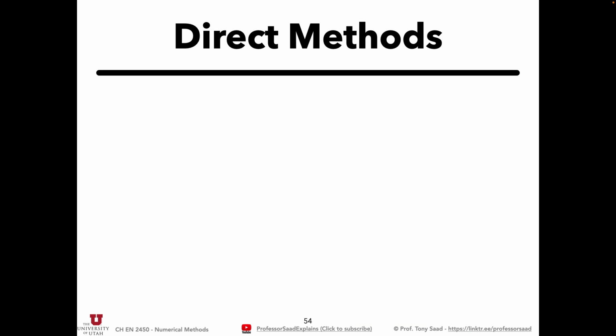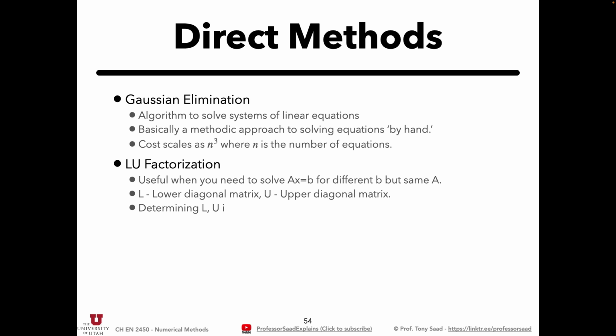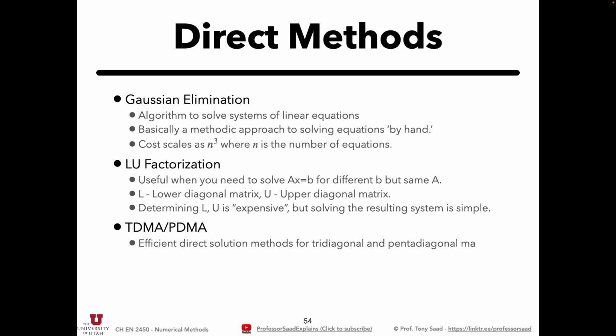Okay. A summary of direct methods. You have Gaussian elimination. It's a general algorithm to solve arbitrary systems of equations. It's what you learned by hand. There's LU factorization, lower and upper triangular. If you're taking linear algebra, you're probably learning about these things. We're not going to touch on them. We're done with direct solvers.